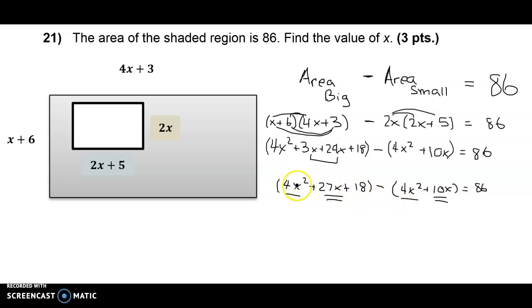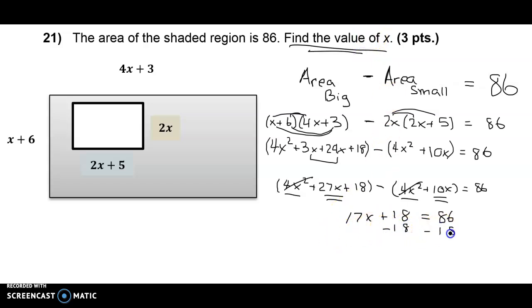Okay? So 4x squared minus 4x squared cancels out. Okay? 27x minus 10x is 17x. And then 18 doesn't combine with anything. Okay? But what does this equal? It equals 86, just dropping it down. Okay? The whole point of this problem is to find the value of x. So I got to solve for x. So get x by itself.